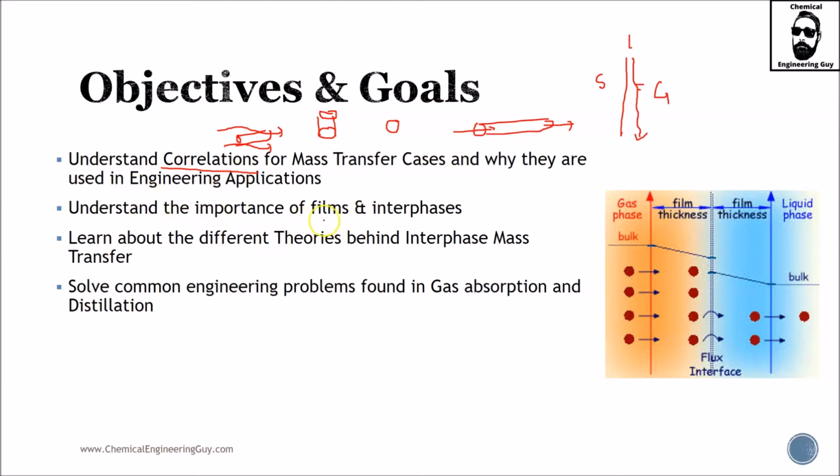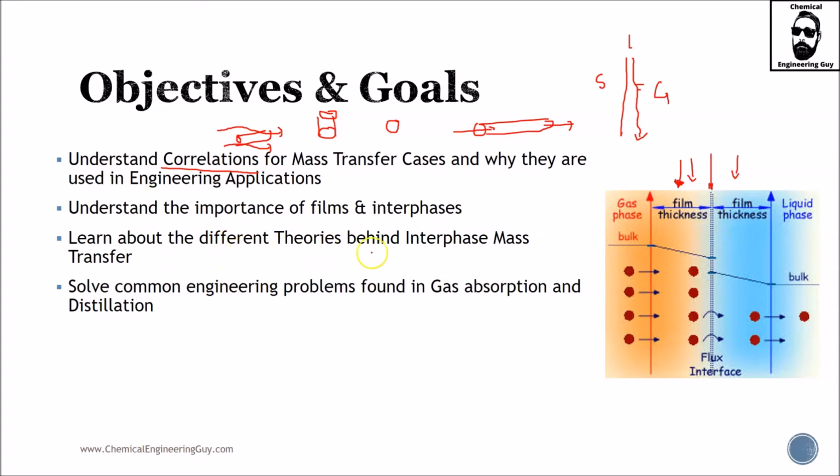Understand the importance of films and interfaces. So what is a film? Well, you can imagine it's a very small, let's say, laminar layer in which there will be exchange of mass. And an interface is nothing more than the connection, or I don't know how to say it, but when you connect a gas and a liquid, there is an interface because you have two phases.